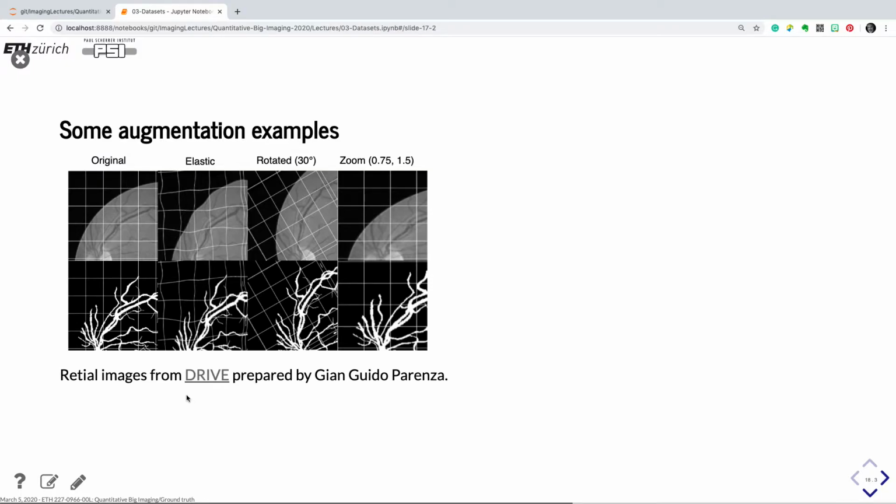This data comes from the database DRIVE, which is a database dedicated to retinal blood vessel images. It is free, but you have to contact the maintainers to get access. And these images were prepared by my master student, who is now doing the machine learning on the roots.